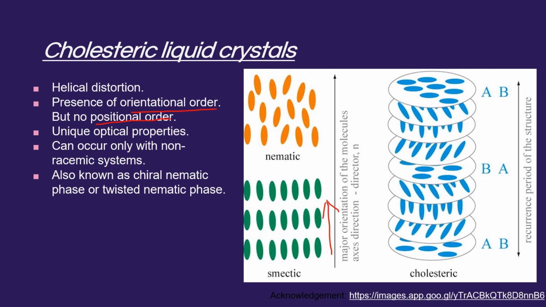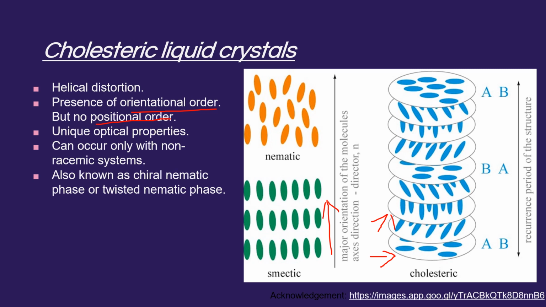But unlike them, in the case of cholesterics, each plane has a preferred direction. For instance, this first plane, which is at the base, has a director direction like this, whereas the corresponding next plane will have a director direction like this, and so on. So basically, we observe that the molecules are being twisted perpendicular to the direction of the director.